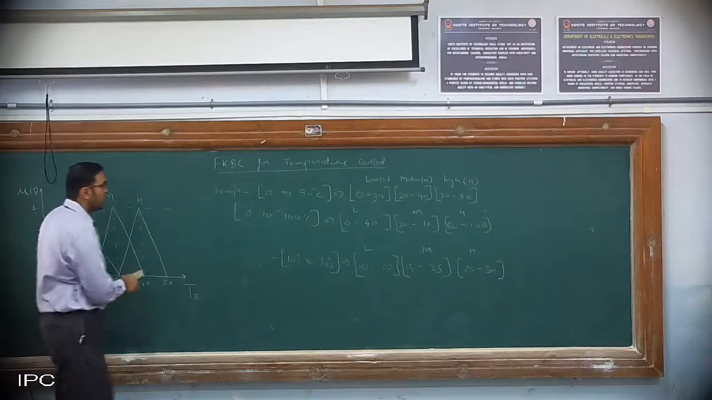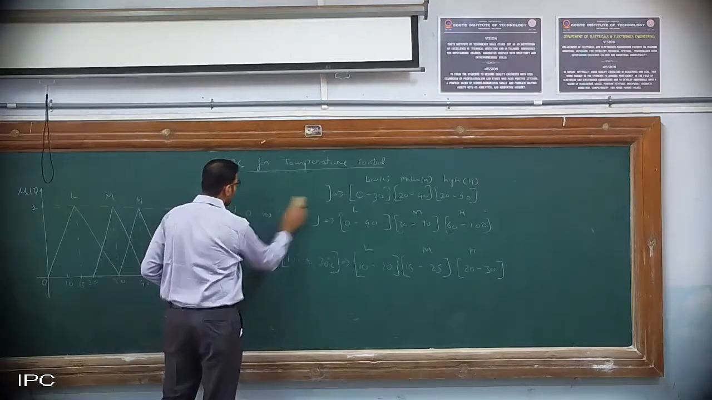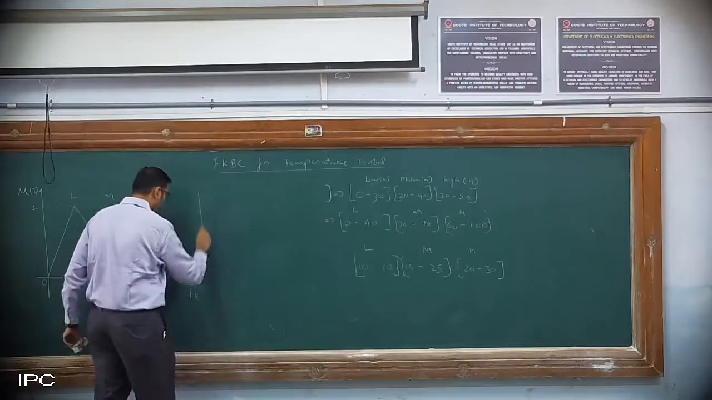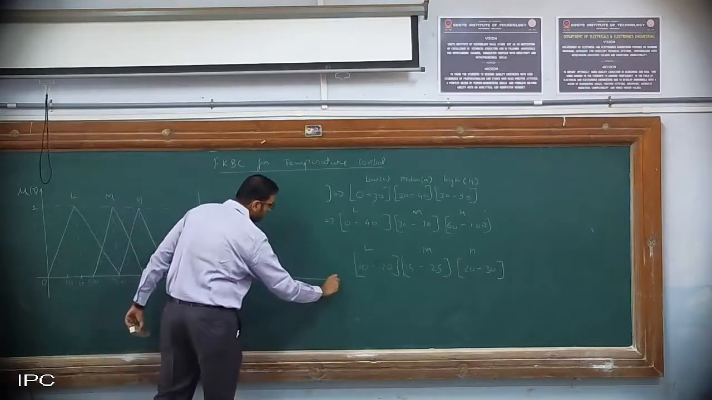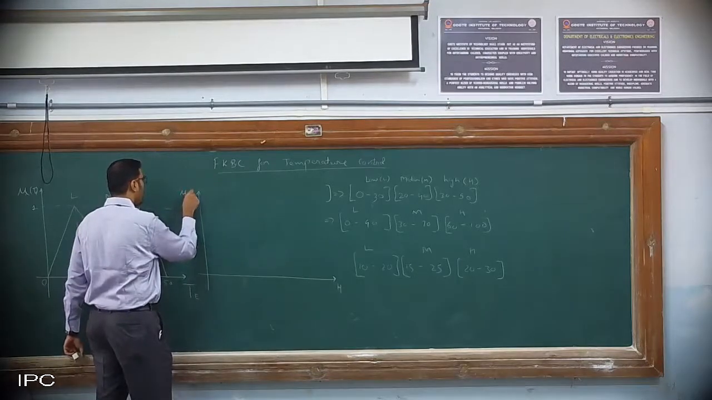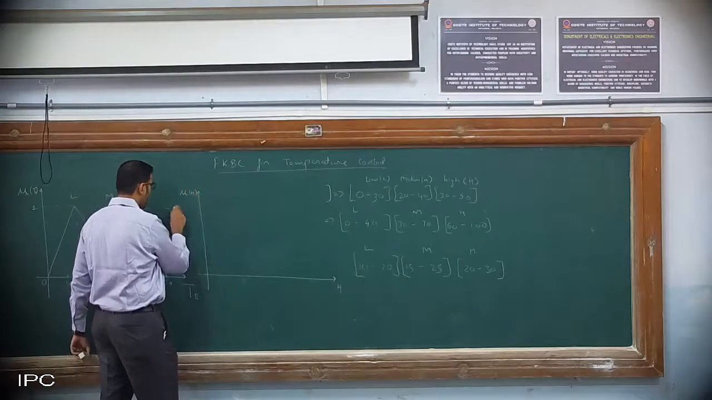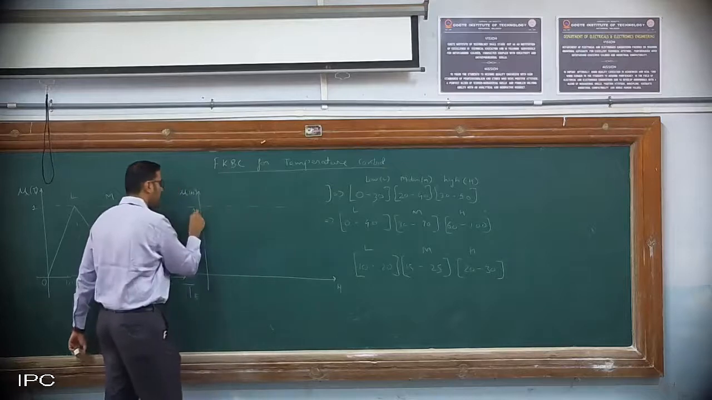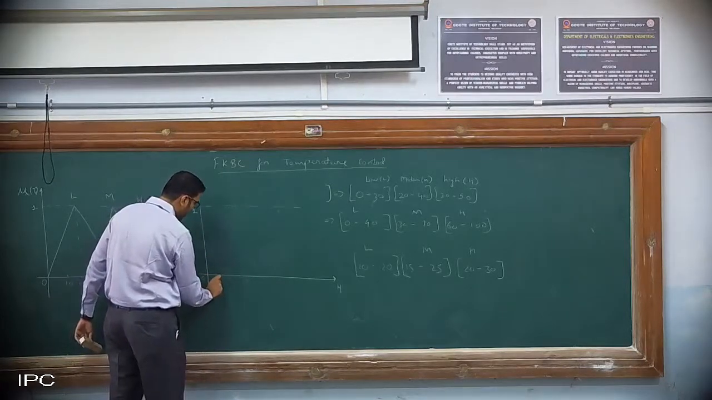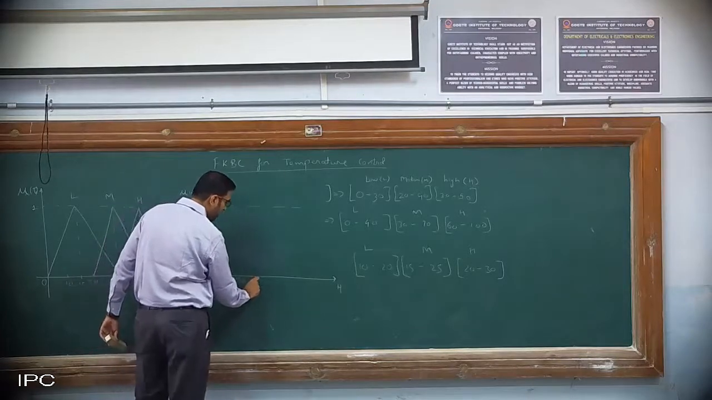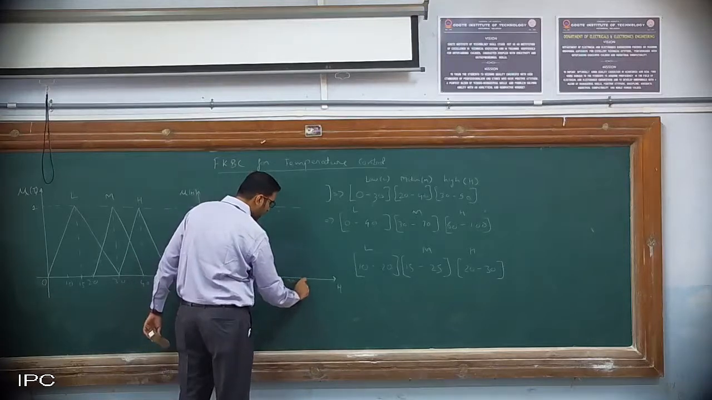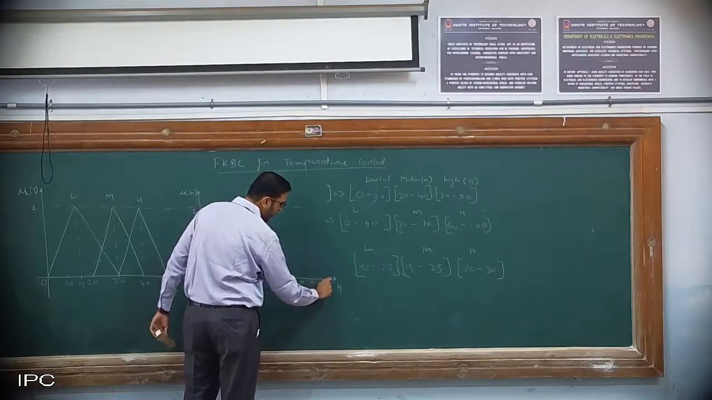Next is nothing but our humidity, H. This is mu of H. Again the same thing. This is one membership. The range is 0 to 100%: 0, 10, 20, 30, 40, 50, 60, 70, 80, 90, and this is 100.